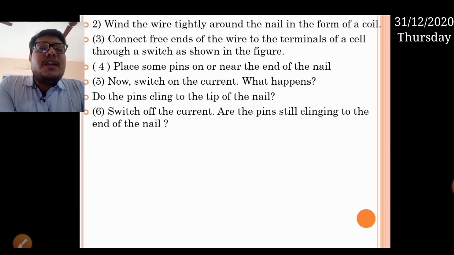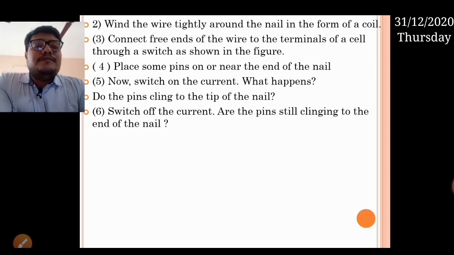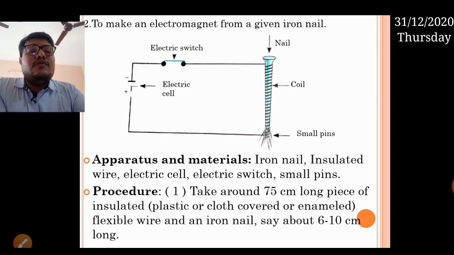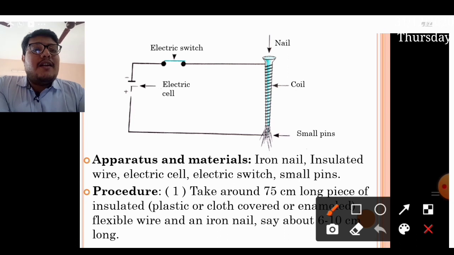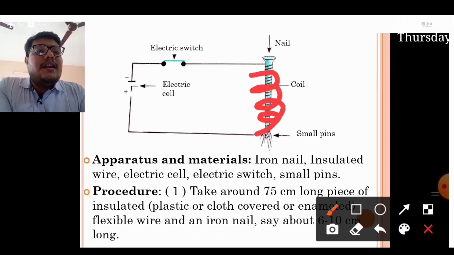Now second point that we need to do is here, wind the wire tightly around the nail in the form of coil, as I told you, right? How we have to do? Around the nail we have to tie the wire, right? Around the nail we have to tie the wire in this form, right?